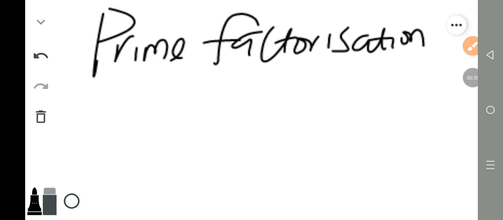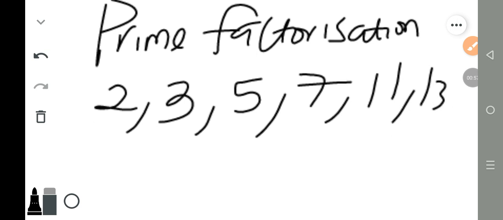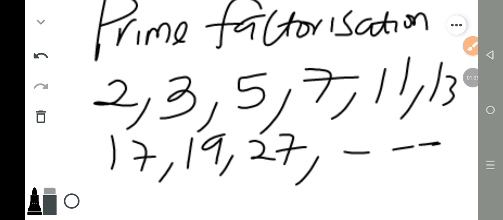Now we can come back to thinking, oh, what is a prime number? Prime numbers are numbers that can be divided by 1 or itself. So examples of prime numbers are 2, 3, 5, 7, 11, 13, 17, 19, 27, and so on. There are a lot of prime numbers down to infinity. So prime numbers are numbers that can only be divided by 1 or itself.